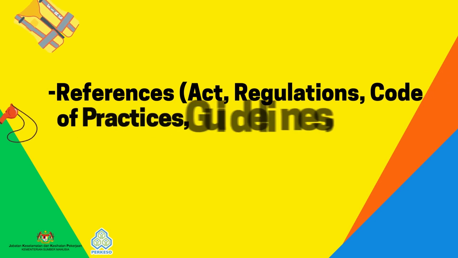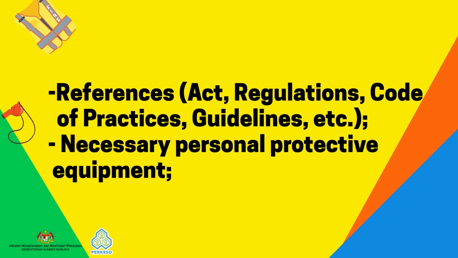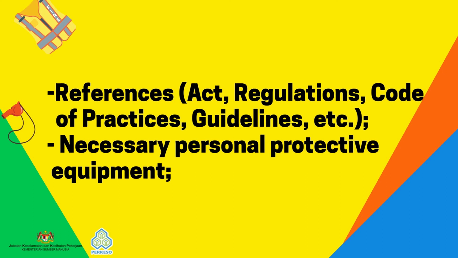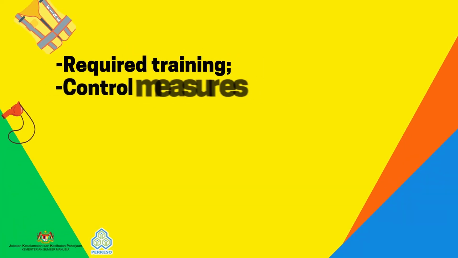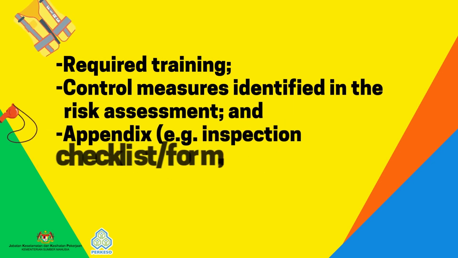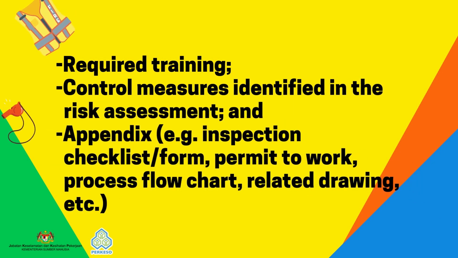References: Act, Regulations, Codes of Practice, Guidelines, etc. Necessary personal protective equipment. Required training. Control measures identified in the risk assessment and appendix, for example inspection checklist or form, permit to work, process flow chart, related drawing, etc.